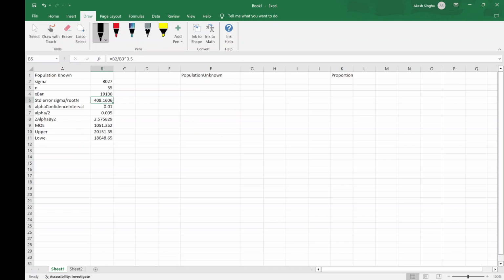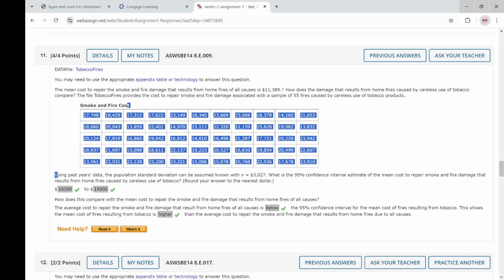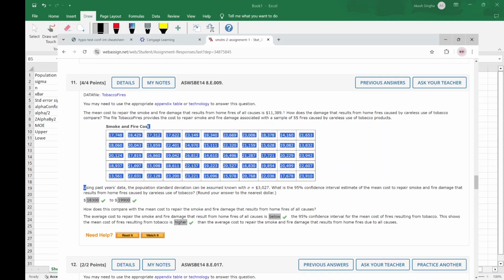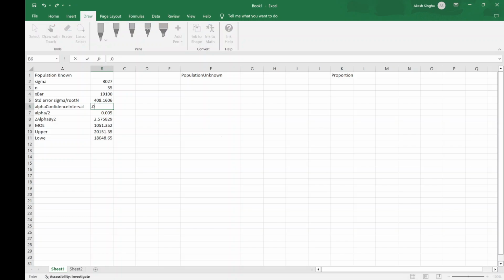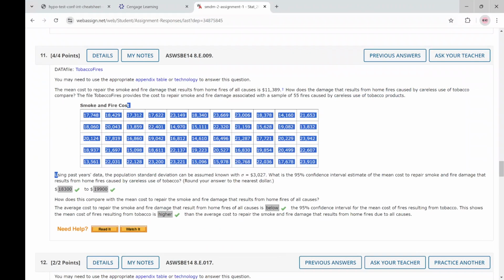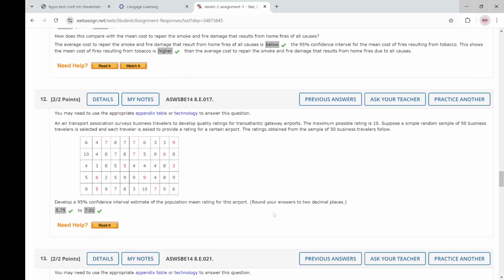This confidence: what is the 95% confidence interval estimate of the mean cost to repair smoke and fire damage that results from home fire caused by careless use of tobacco? 95% means alpha is 0.05. So now you see we have already 18300 to 19899.98, which is 99,900. Okay, so the same thing you can do anywhere.